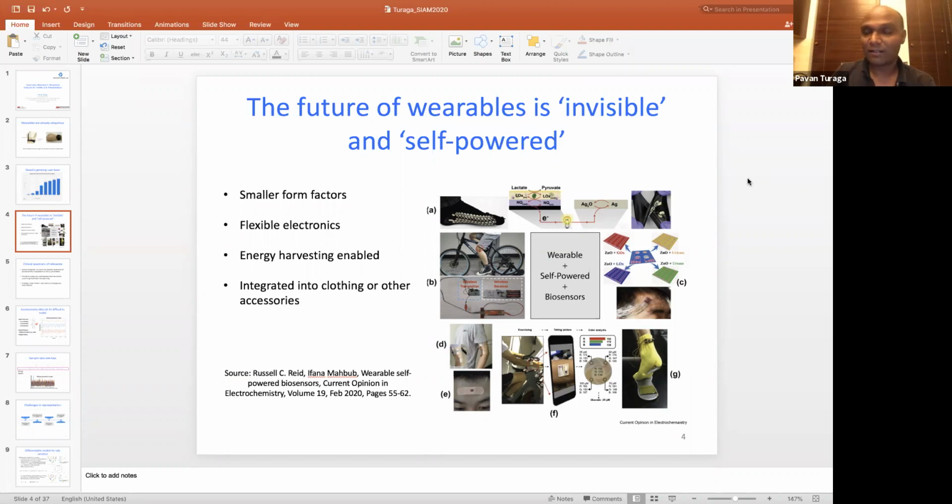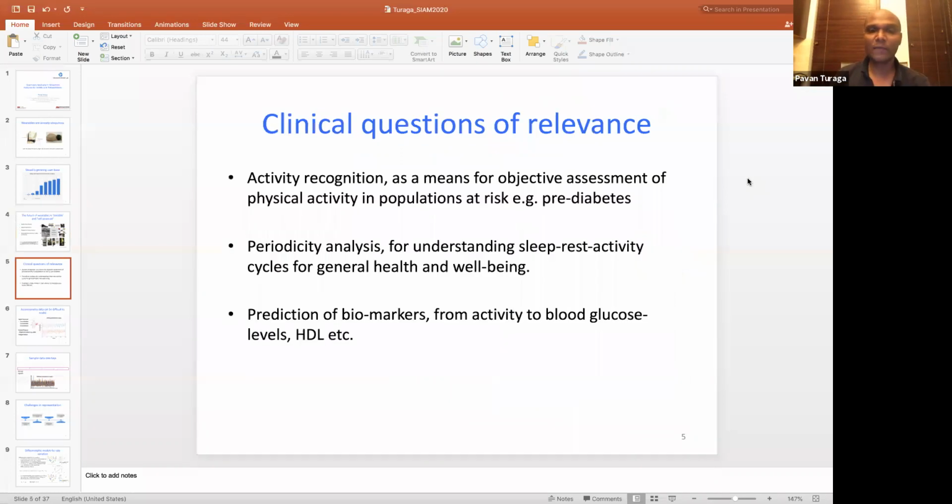It increases the complexity of representation challenges. It introduces new kinds of mathematical challenges, which we will touch upon here in a small way. The clinical questions of relevance that people are interested in, and we are working with a lot of clinical partners who use data sets like this, the spectrum is wide.